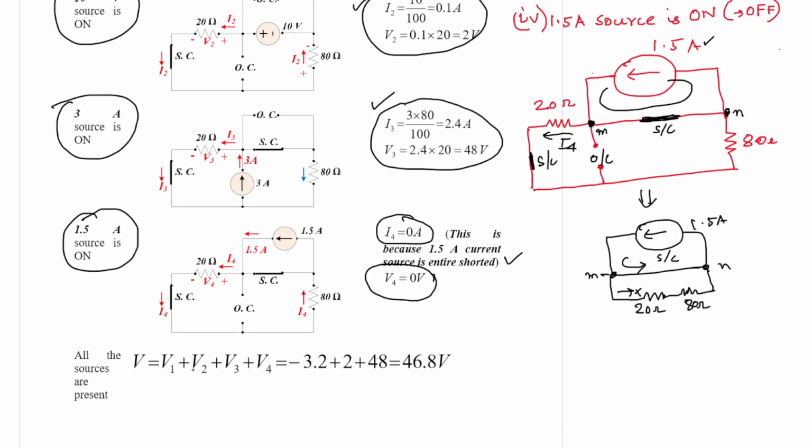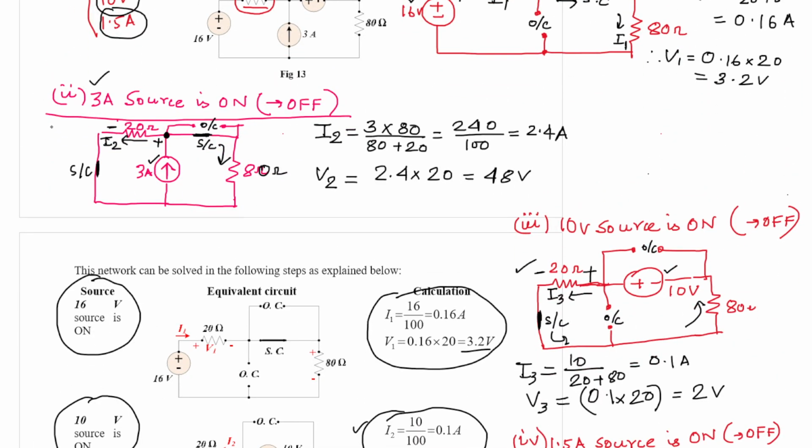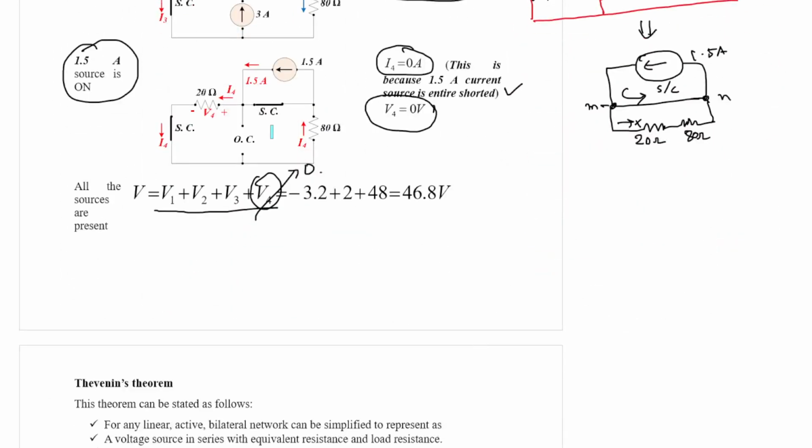So what will be the total response? It is the summation of all four according to the superposition theorem: V1, V2, V3, V4. Now V4 is 0, so it is ruled out from the expression. V2 is 48 volt, and V3 is 2 volt. These two, V2 and V3, are additive because their polarities are the same. So 48 and 2 volt should be added.